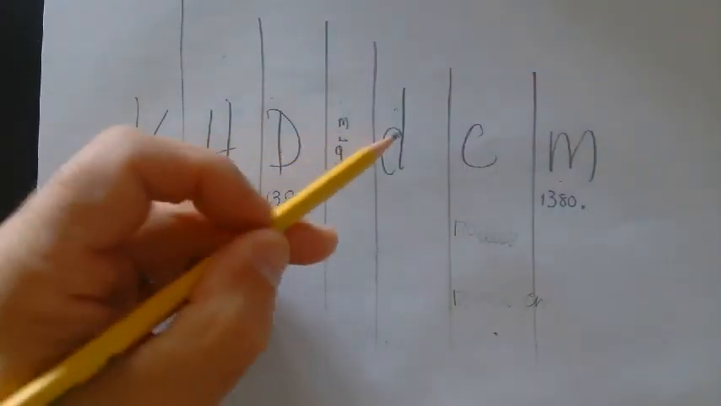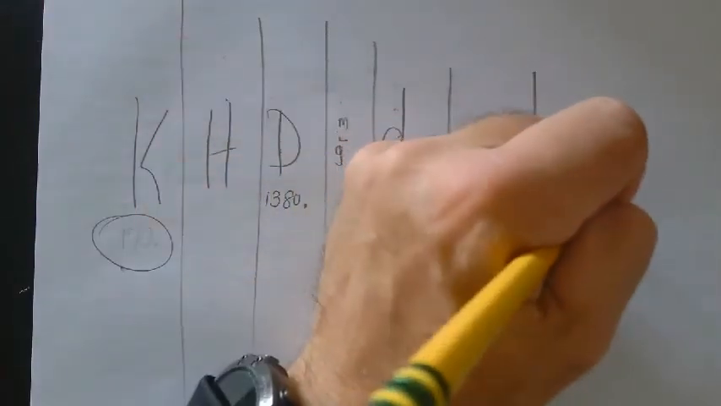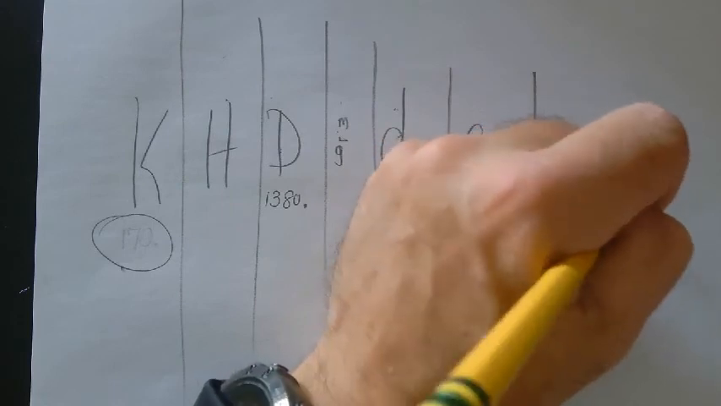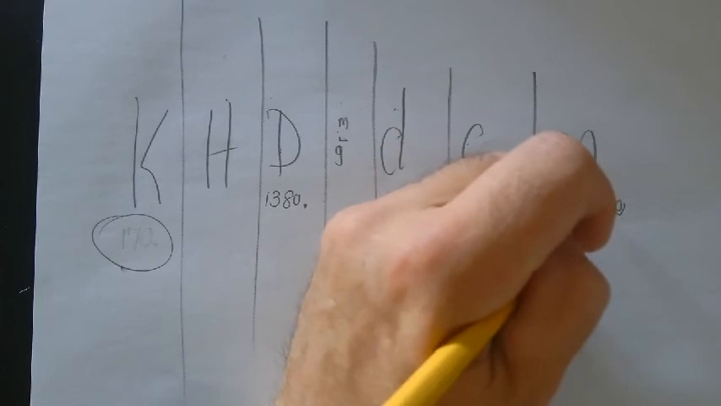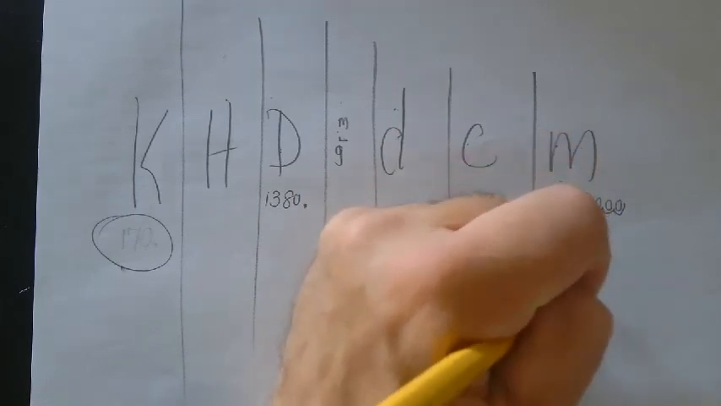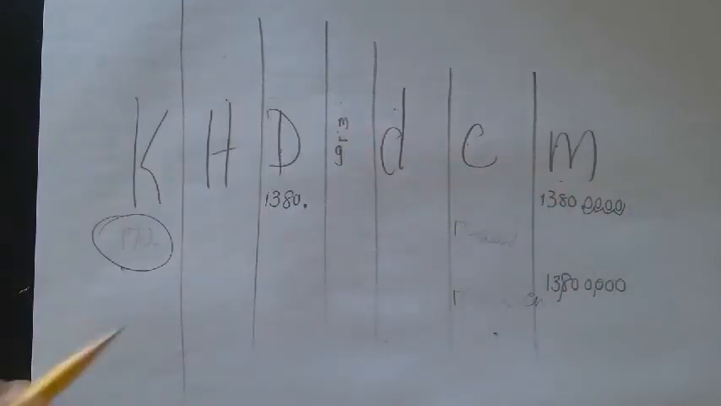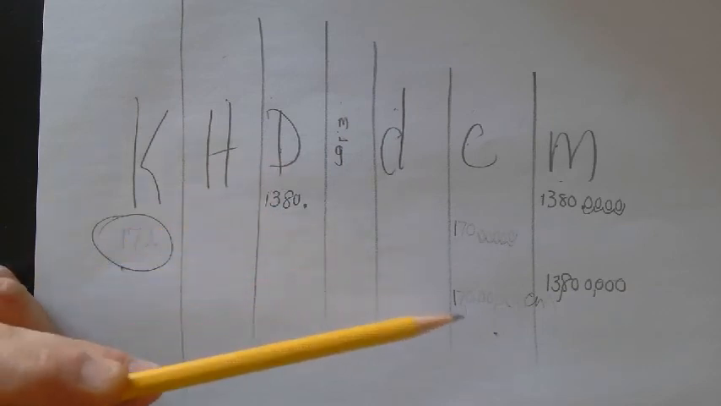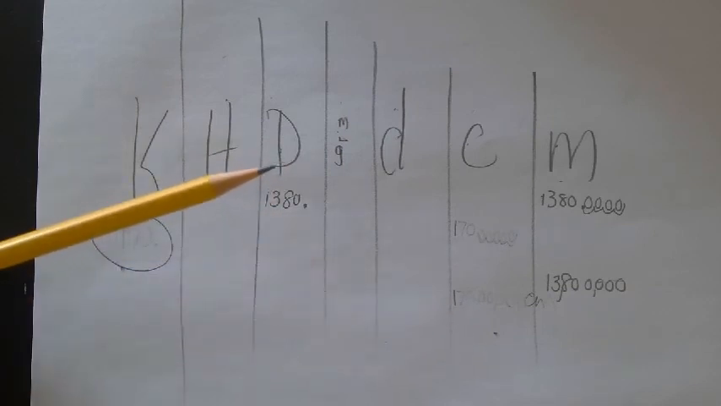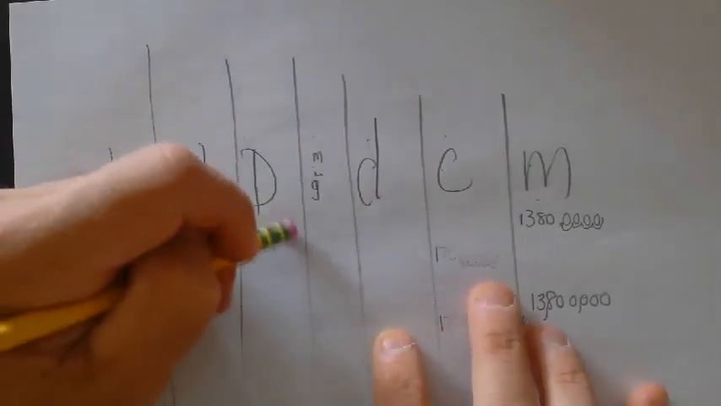I'm moving 1, 2, 3, 4 spaces to my right. 1, 2, 3, 4, 0, 0, 0, 0. So if I put that in there, I have 1, 3, 8, 0, and four zeros. And again, I have like 13 million. So 1,380 decimeters is the same as 13,800,000 millimeters. So let's try another one.